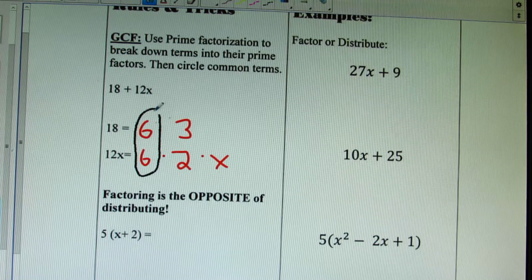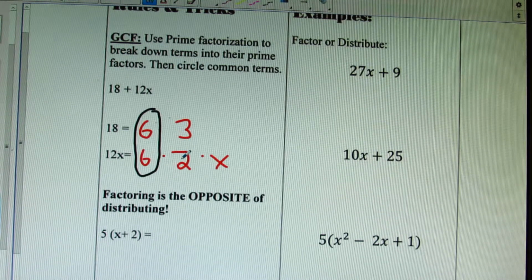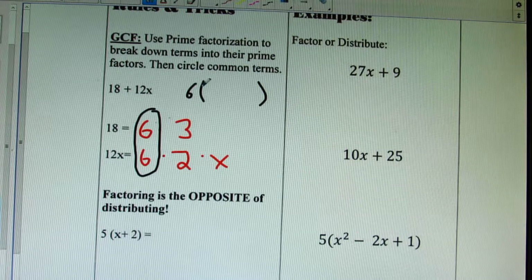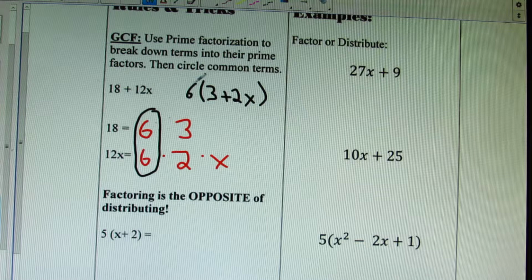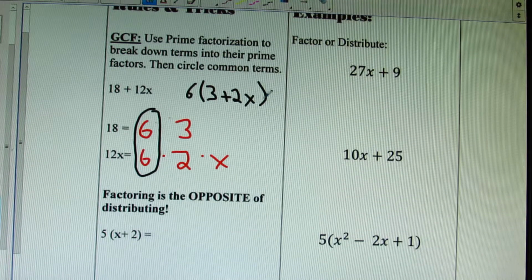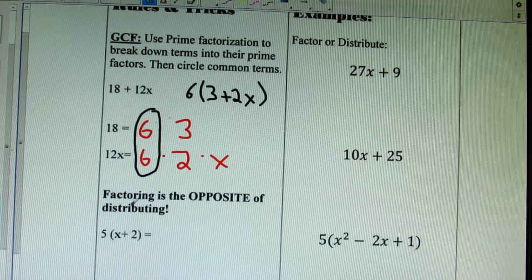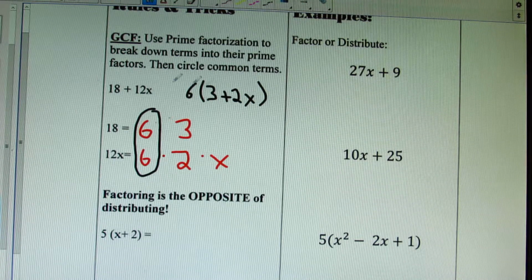Here's where I circle the like terms, and now I'm going to write my finished expression as a distributing problem. 6 goes outside of a set of parentheses. What's left over on the left side will be 3. What's left over on the right side is 2x. And my final answer will have the same operation as my original problem. 6 times 3 plus 2x. Factoring is the opposite of distributing. So by checking, 6 times 3, that's 18. 6 times 2, that's 12x.